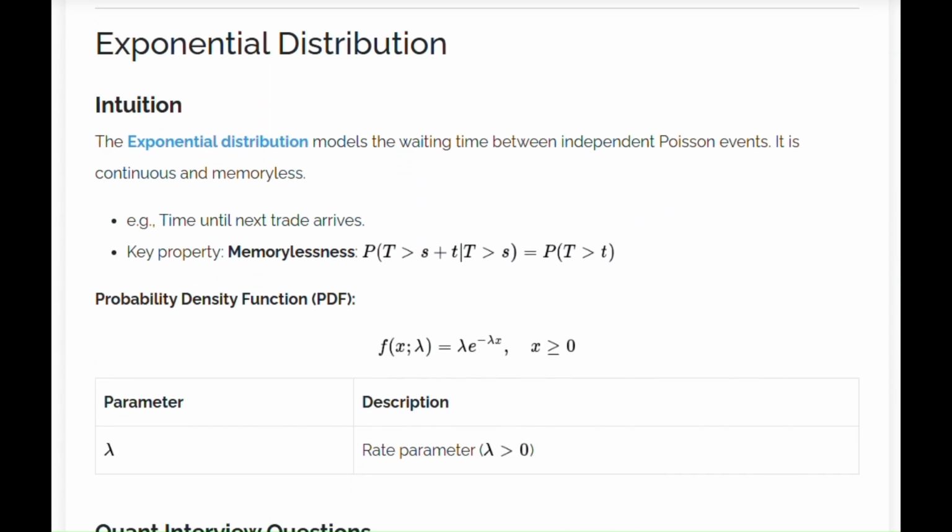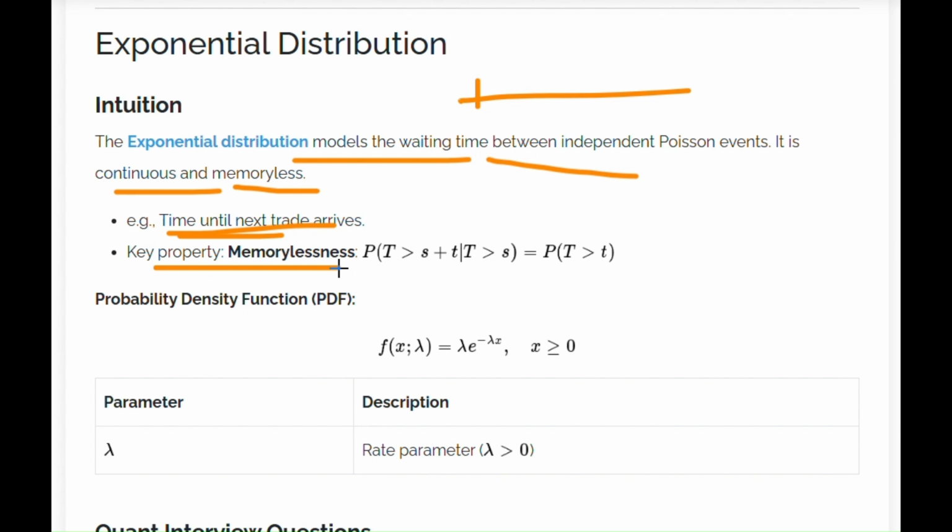Exponential distribution. So exponential models the waiting time between Poisson events. It is continuous and memoryless. A common example is the time until the next trade arrives. One of the key properties is the memorylessness property. And what this says is probability that T is greater than s plus t, given that T is greater than s, is the same as probability that T is greater than t. Now, to understand this with an example, consider that you have waited s time steps.